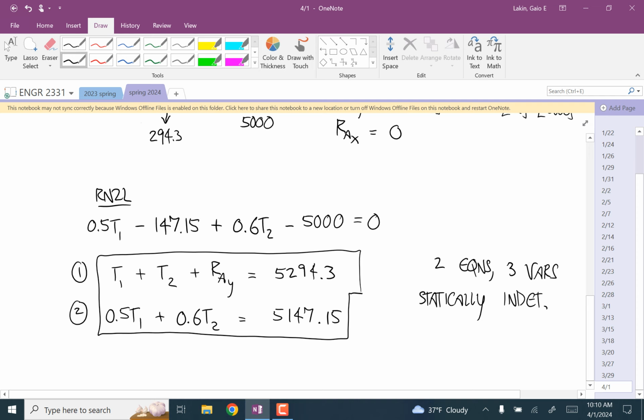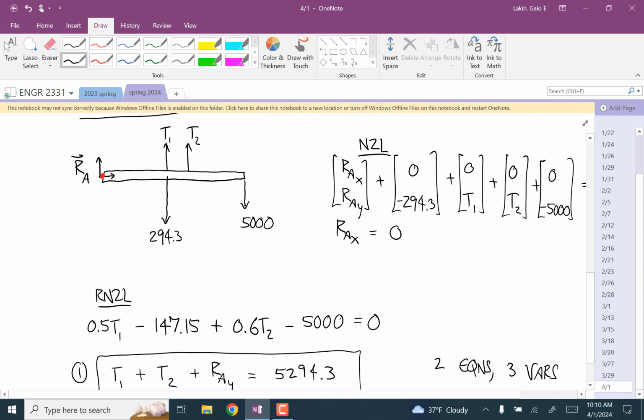I just already solved for it. Is it going to show up again at all? No, we know it's 0. So we just calculated that from the x equation. That's the only x force. Okay, and we won't need it in our reduced row echelon form later.